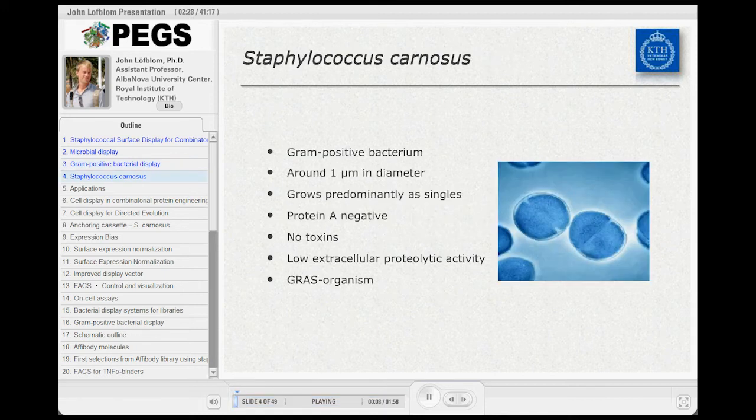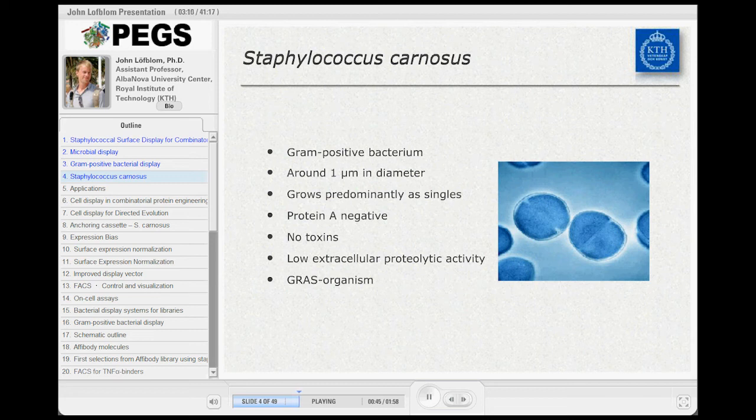So this Staphylococcus carnosus, as I said, is a gram-positive bacterium, and it has actually mainly been used in the food industry in the past. So it's used as part of starter cultures for meat fermentation. So you put it in, for example, when you prepare sausages and stuff like that. And it's approximately 1 micrometer in diameter. And an important property for us is that this bacterium grows predominantly as singles. And you're going to see later on that we use a lot of flow cytometry in many of the applications. So this is a really important property for us.